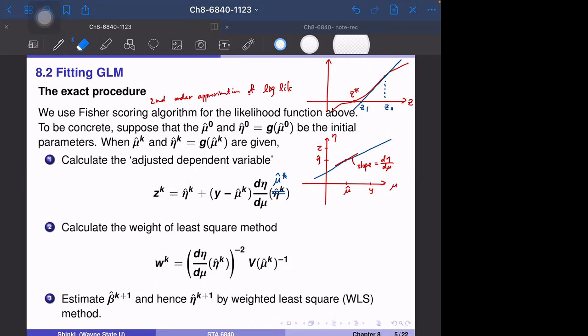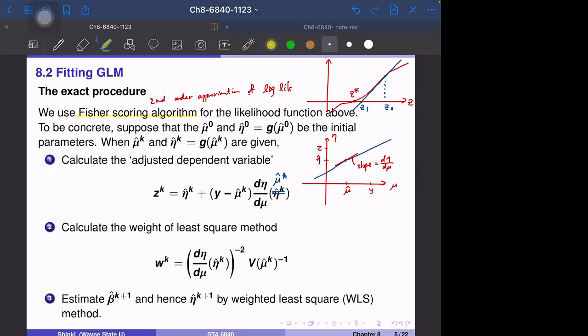Hi, we continue the 8.2 Fitting GLM. So now we introduce the exact procedure, but this does not directly follow from the idea we discussed in the previous video. Rather, we have to use the Fisher scoring algorithm for the likelihood function to get the exact algorithm for the parameter estimates. The Fisher scoring algorithm is basically a second order approximation of the log likelihood function.